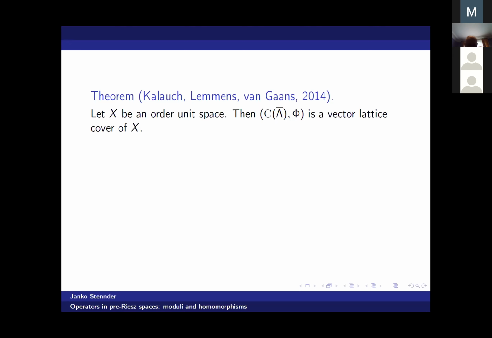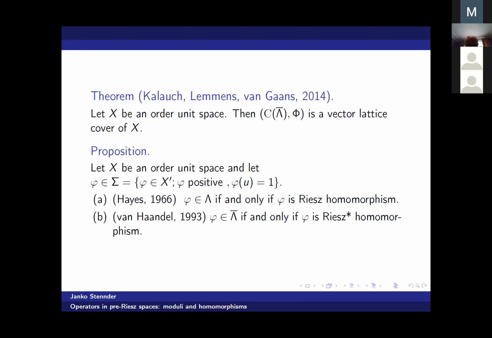And for order unit spaces, you also already have a nice characterization of functionals which are Riesz star and Riesz homomorphisms. So if we have an order unit space and we take some phi from this Sigma, then it is already proven that every element in Lambda is exactly a Riesz homomorphism, and every element from the closure is always a Riesz star homomorphism, and conversely the same. So for order unit spaces, you already know all the Riesz homomorphism functionals and also Riesz star homomorphism functionals.